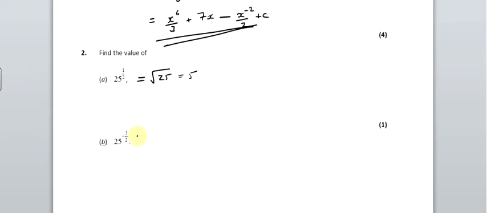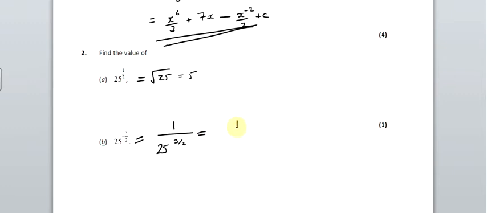Part B, a little bit more challenging perhaps. There's 3 things in here. We've got a negative, we've got a fraction, and we've got a power. So let's deal with the negative first. That means it's 1 over, and it's 25 to the power of 3 over 2. Notice how I've just taken the negative out and switched it to what it means, which is 1 over.